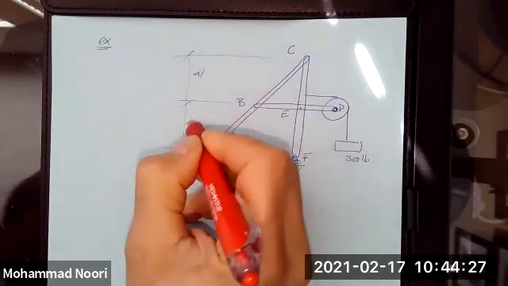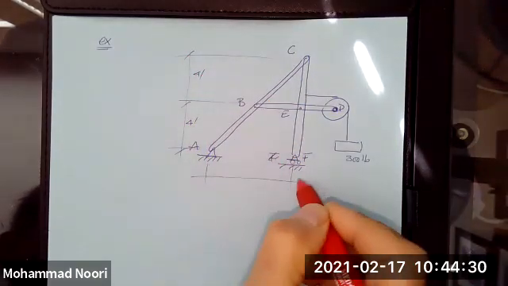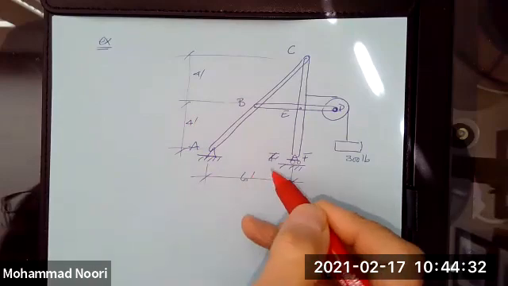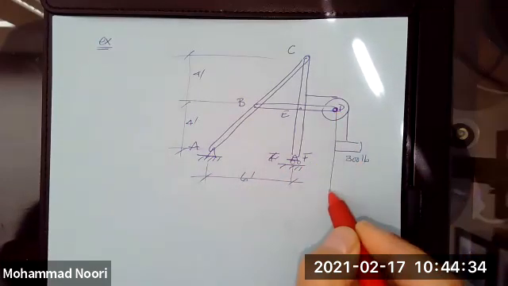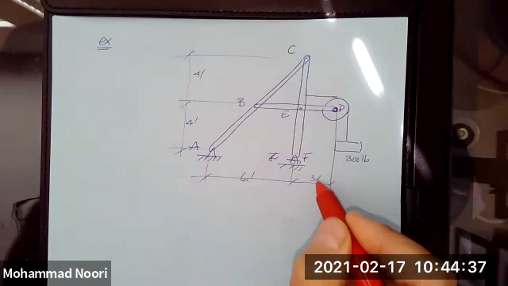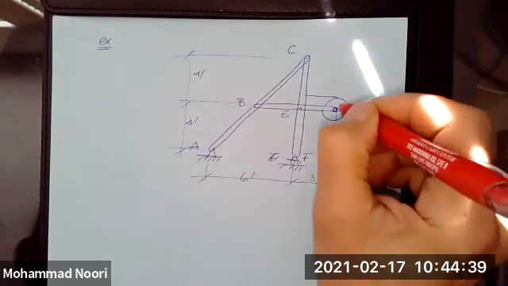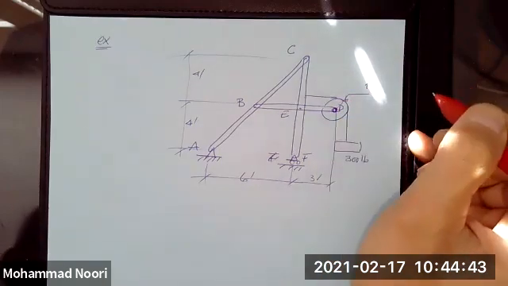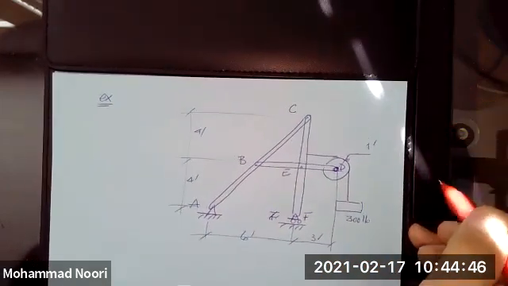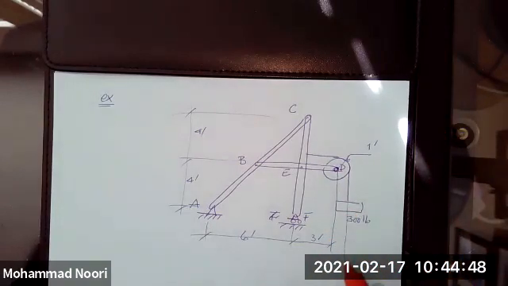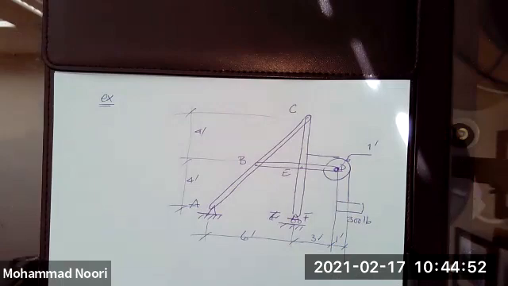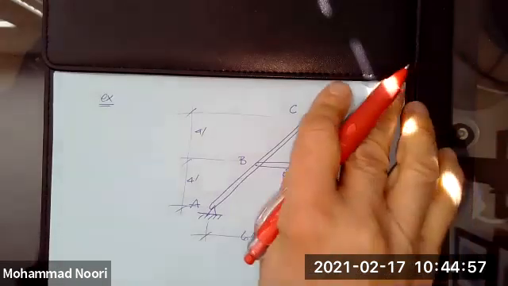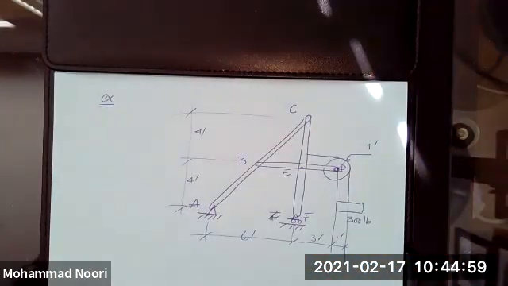4 feet, 4 feet. This is 6 feet. This distance is 3 feet. And the radius of this pulley is 1 foot. So this distance obviously is going to be 1 foot. So you're asked again to find all the unknown internal forces in this problem.